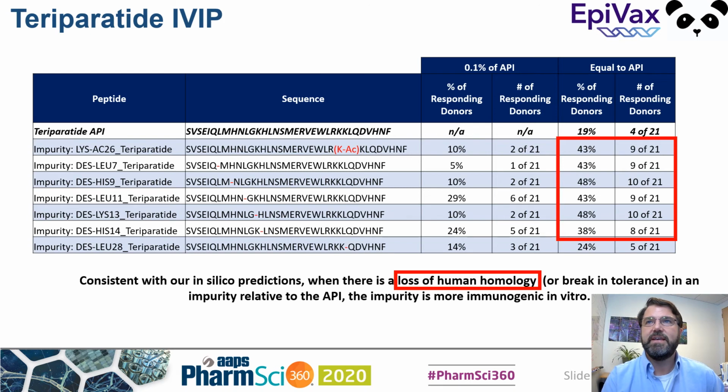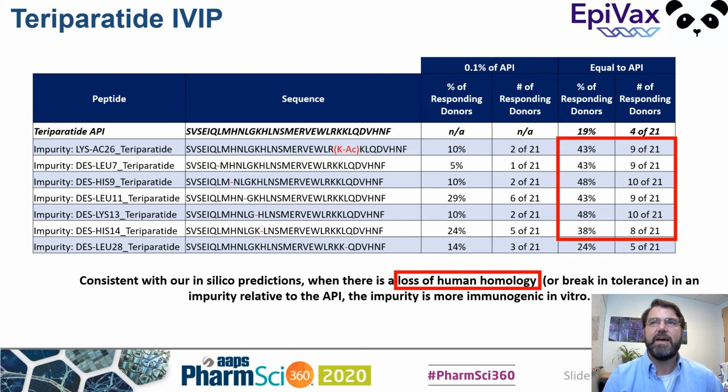But what you can see is, as we mentioned, these are the impurities that actually had a decrease in the Janus matrix score and a loss of homology, and we do see that each of these impurities was able to generate a response in more donors compared to the API. This impurity here, which had a very similar EpiMatrix score and Janus matrix score, actually had about the same number of donors responding.